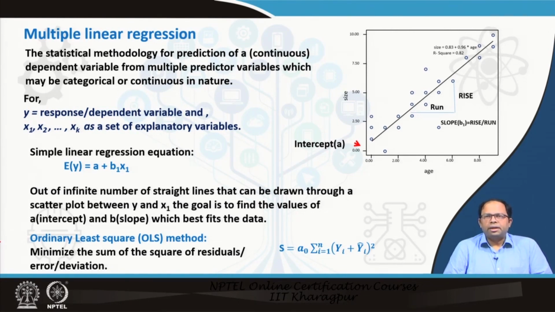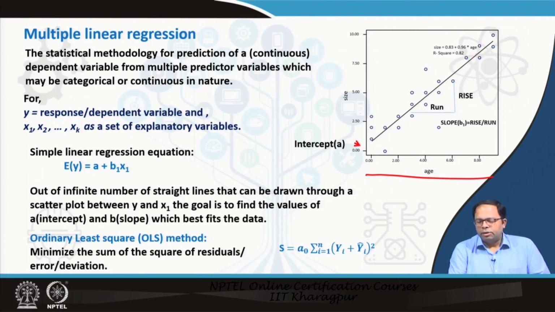So, that should be a multiple linear regression, and a simple linear regression, as you can see in the slide, is E(y), where we are predicting y, the response variable, with only a single variable x1, where a is the intercept and b1 is the slope. Over here, if you see in this particular figure, we have two variables, age and size, and we are trying to predict one using another. In that case, this is the straight line that has been plotted, where size is equal to 0.83, which is basically a, and 0.96 is basically b.